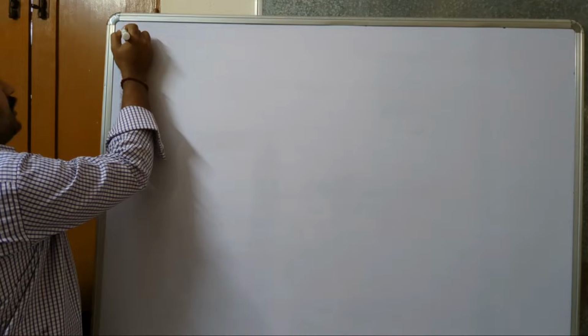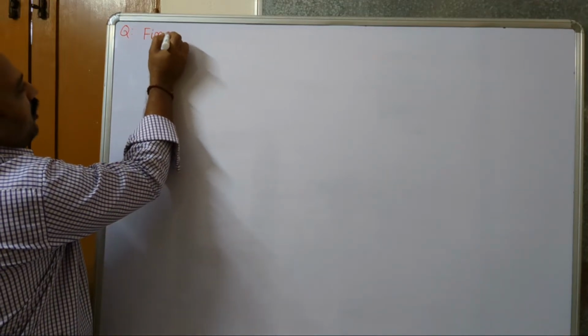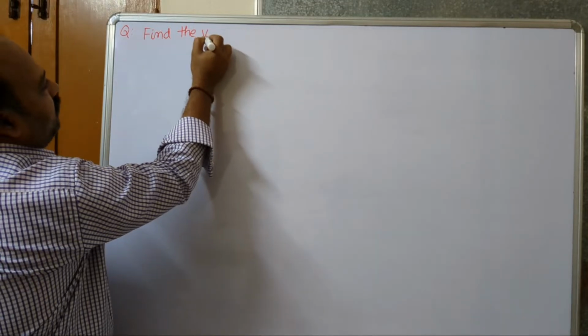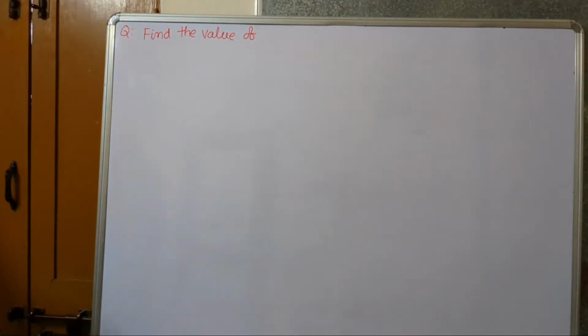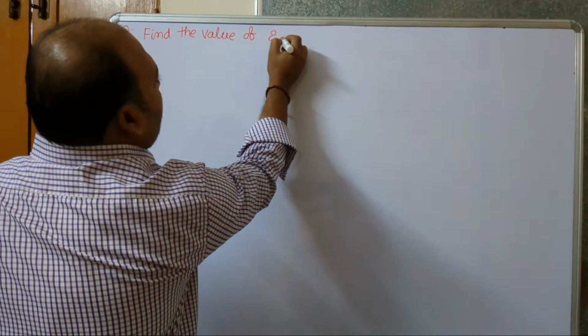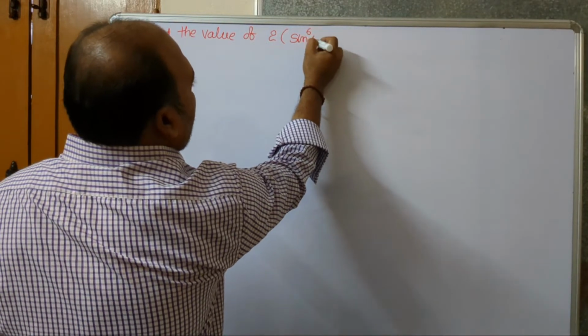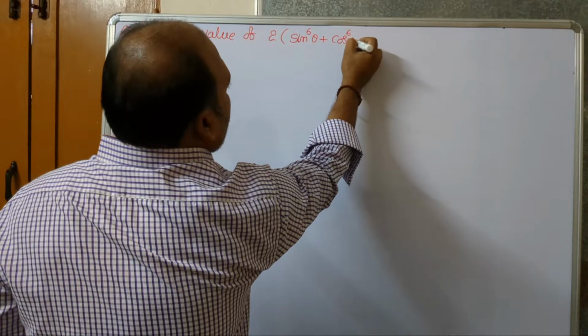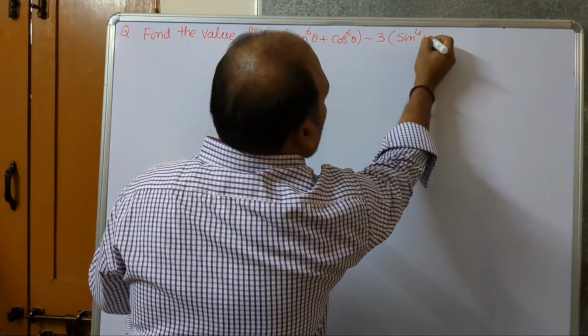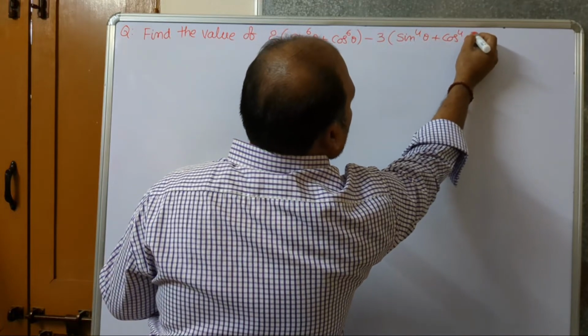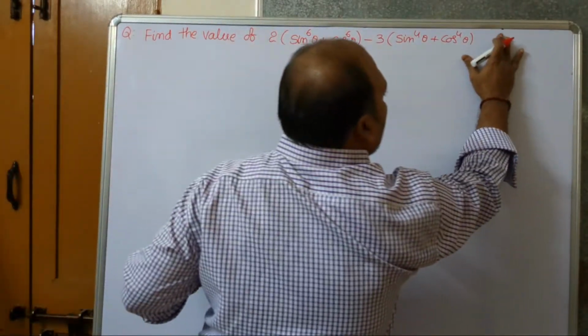Next, the question is, find the value of, it's a good question based on algebra with the trigonometry concept. 2 times of sin power 6 theta plus cos power 6 theta minus 3 times of sin power 4 theta plus cos power 4 theta is, this value they are asking to find.